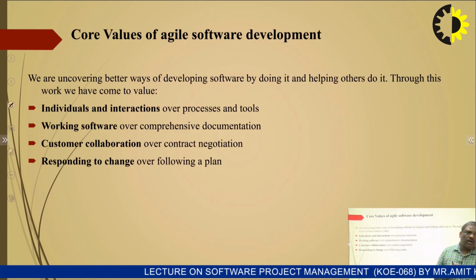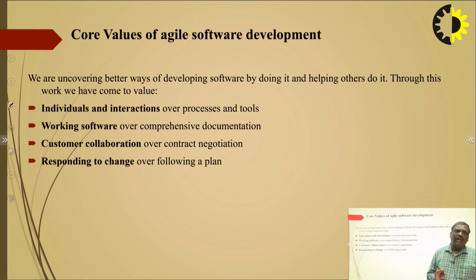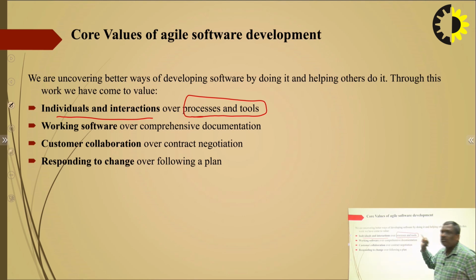So the Agile model is based on 4 core values and 12 principles, on which our Agile software development model is based. The first one is individuals and interactions. Individuals and interactions over what? Over processes and tools. So we prioritize individuals and interactions in comparison to processes and tools.